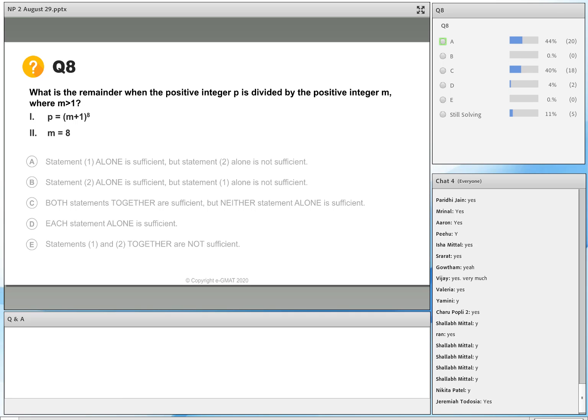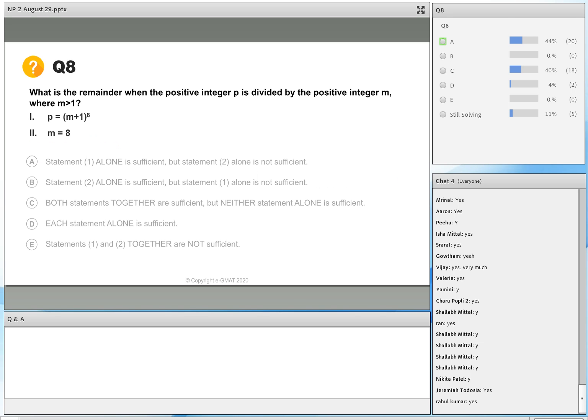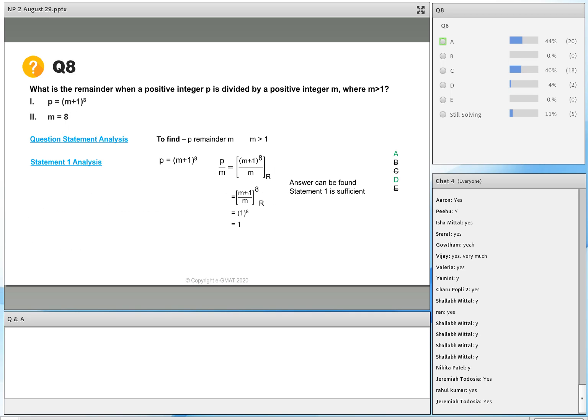Okay, so let's now move on to the question. What do we have? We have, what is the remainder when a positive integer p is divided by another positive integer m, where m is greater than 1? So I first need to calculate the value of the remainder when p is divided by m when m is greater than 1. So what's the first statement? The first statement tells me that (m plus 1) to the power 8 is the value of p.